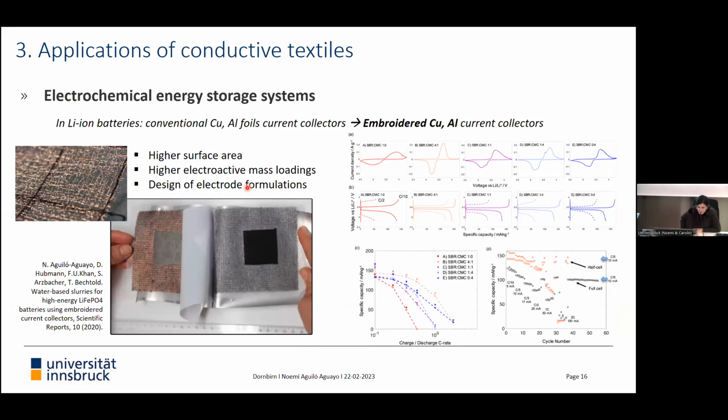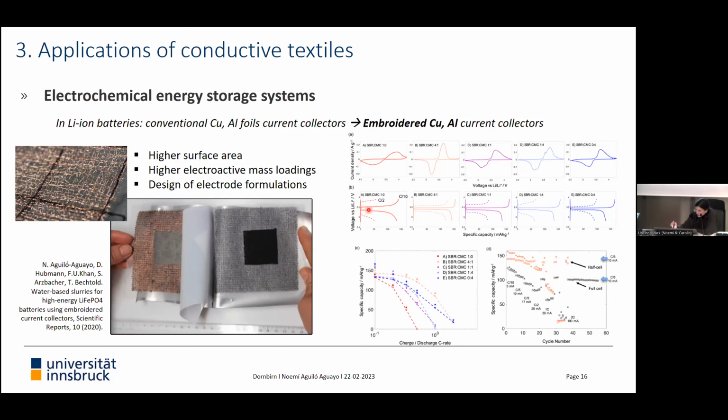We tried to investigate different electrode formulations, mixing this electroactive material that contains the lithium ions with different compositions between the binder and the thickener. And our idea was to study the different performance of the batteries, how the capacity is changing, how much current I can apply. And what we observed is that there was an optimization in the composition between the binder and the thickener.